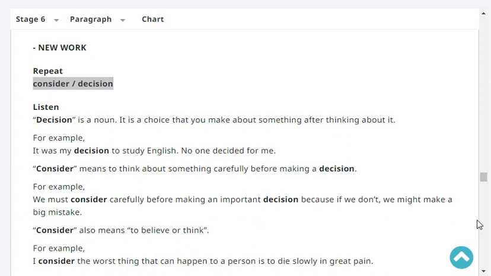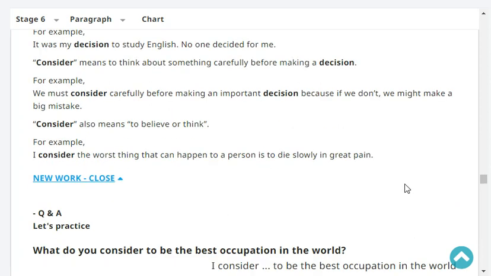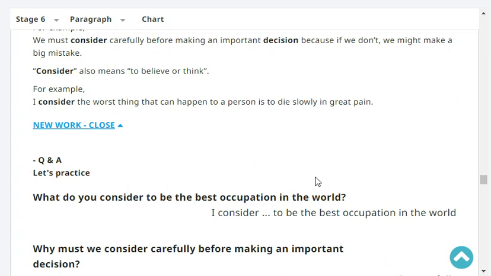Consider means to think about something carefully before making a decision. For example, we must consider carefully before making an important decision because if we don't, we might make a big mistake. Consider also means to believe or think. For example, I consider the worst thing that can happen to a person is to die slowly in great pain.